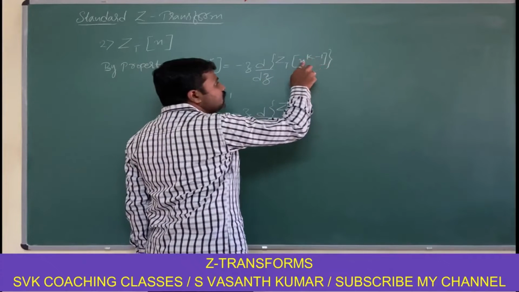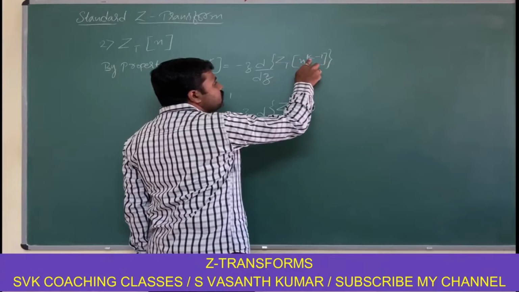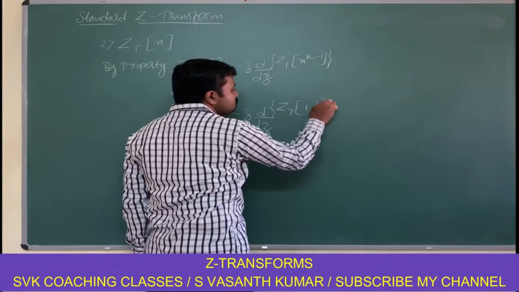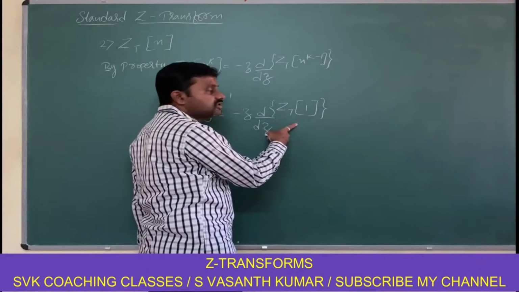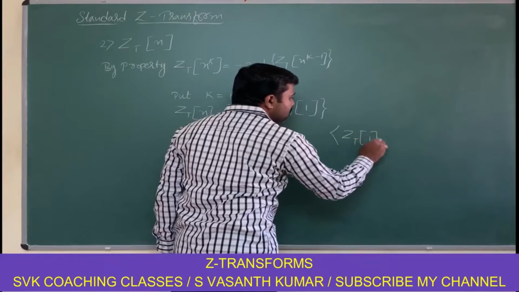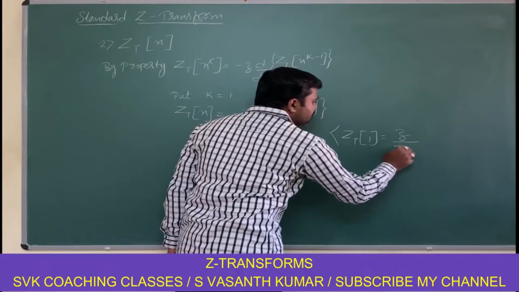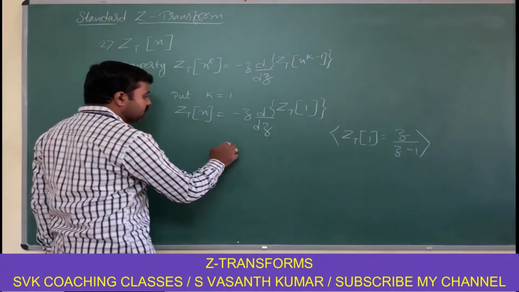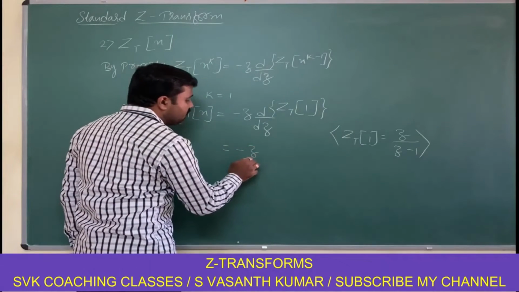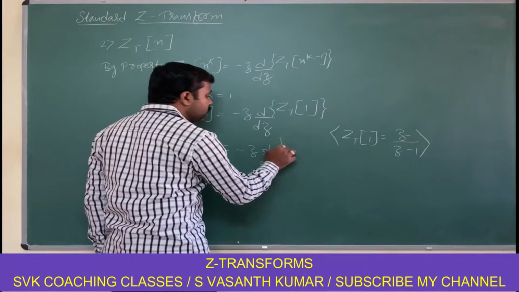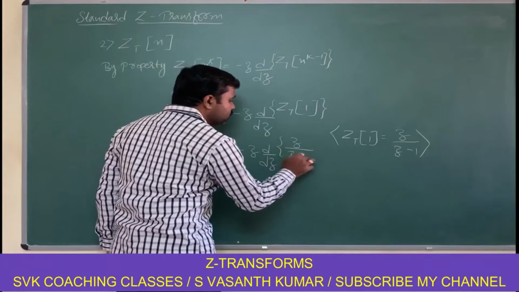So 1 minus 1, n power 1 minus 1, n power 0 is what? 1. So just now I gave the particular case, Z transform of 1. Z transform of 1 is z by z minus 1. Substituting that, minus z into d by dz of z by z minus 1.